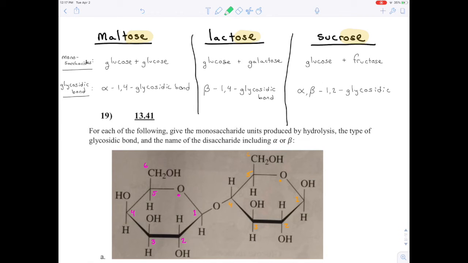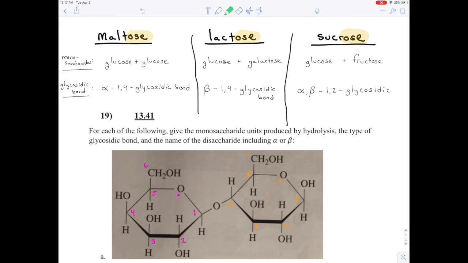Notice all of them have glucose. It's just the second one that differs for the 3 disaccharides. Glucose in the case of maltose, galactose in the case of lactose, and you can remember because of the lactose inside galactose, and then fructose in the case of sucrose.